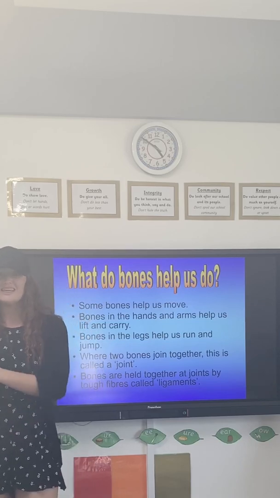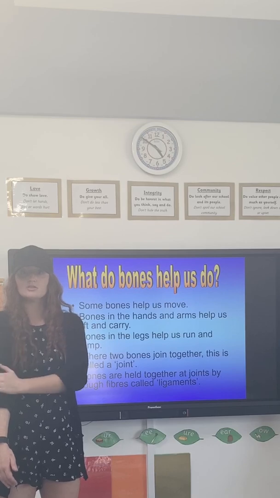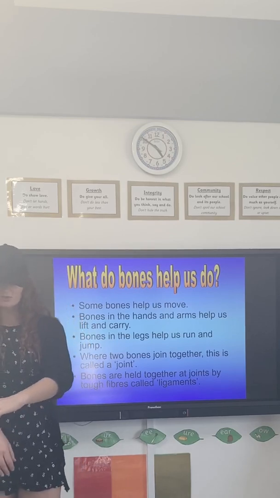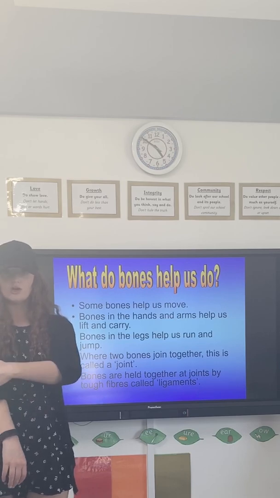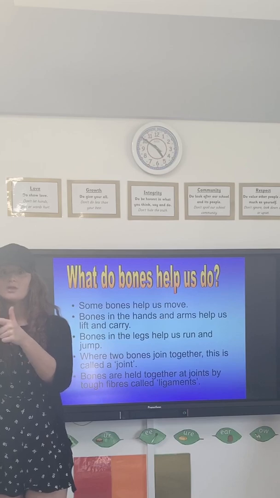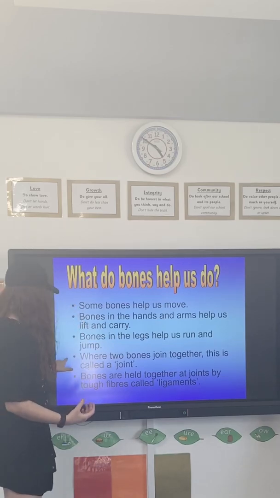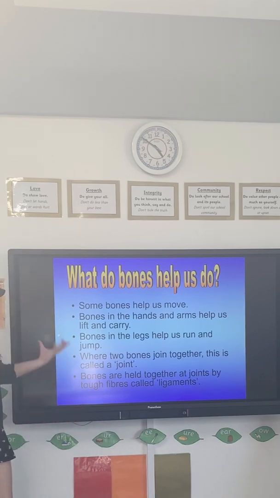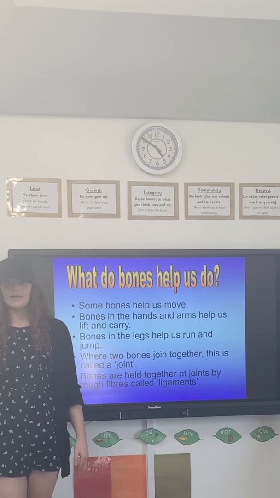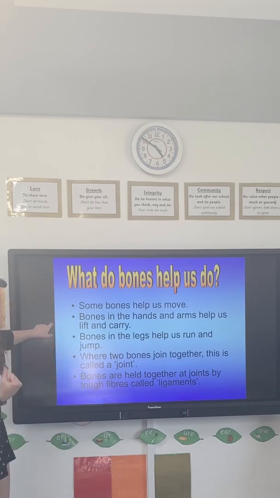So for example, in the arm, there's a big bone coming down here, which is called the humerus. And then we've got the radius and the ulna. The radius and ulna join with the humerus, and we call this bit a joint, which is the elbow. So that's where two bones join together. And bones are held together by tough fibres called ligaments. So ligaments join those bones together at the joints.